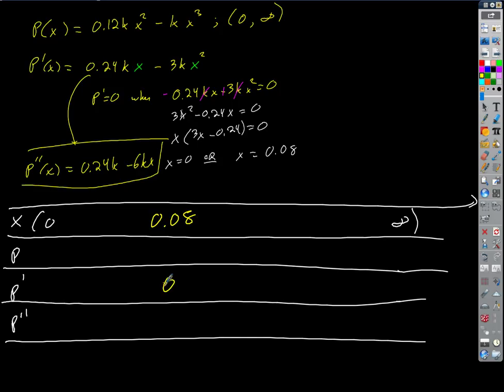What are we going to get? What sign are we going to get for the second derivative there? If I plug in 0.08, I'm going to get negative, aren't I? Right? Because remember, k is a positive constant, so it's definitely going to be negative. I'm going to get negative 0.24k. Yeah, is that right? Okay.